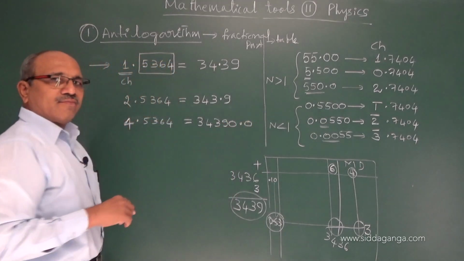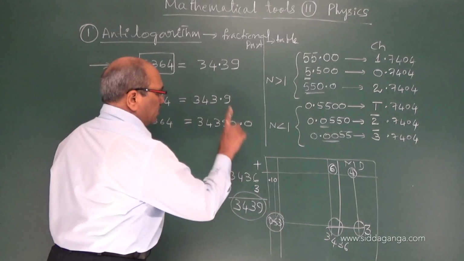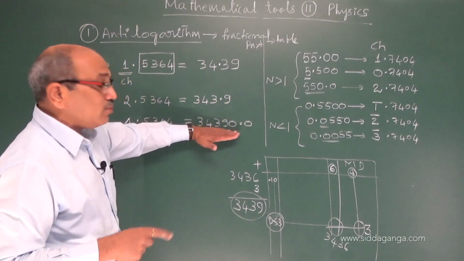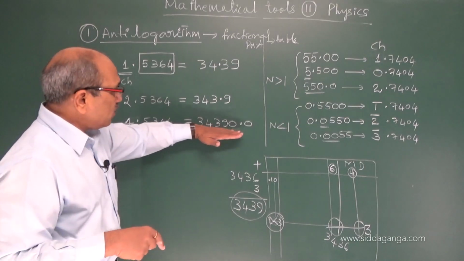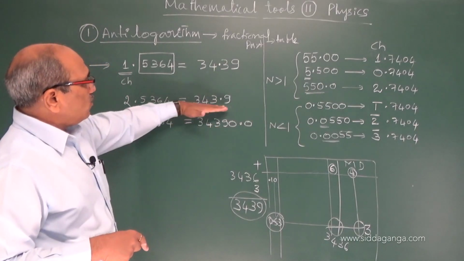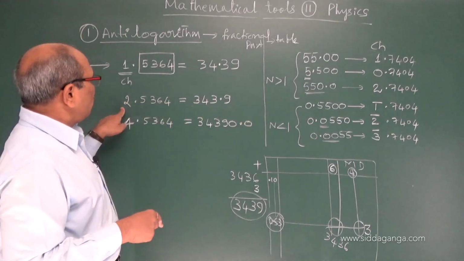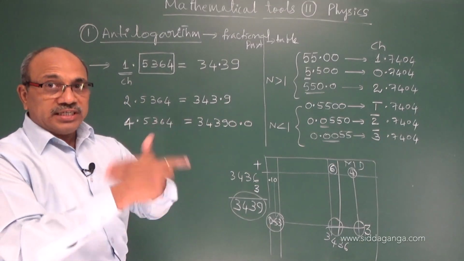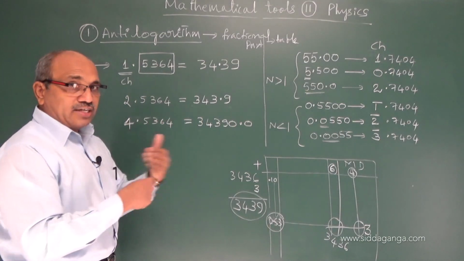3439.0. So now there are 5 digits. Suppose you want to put the characteristic for this. How much will you place? 1 less. 5 minus 1 is 4. Here you want 3, 1 less than 4. Here you want 2, 1 less. Here 1. You have to get back the same. If you think in the reverse order, there should not be any confusion.